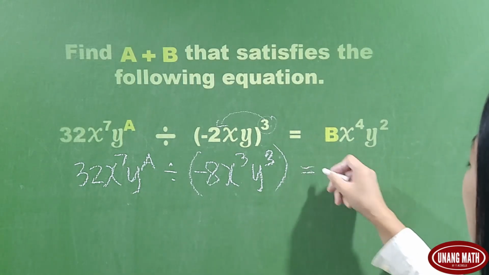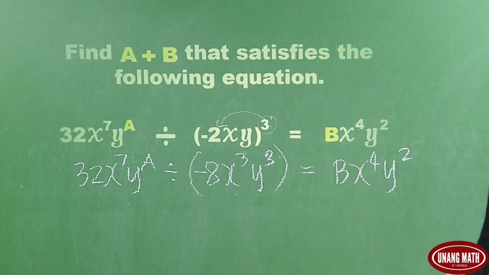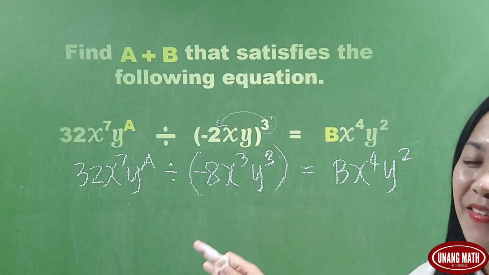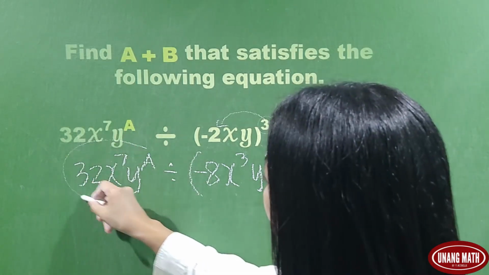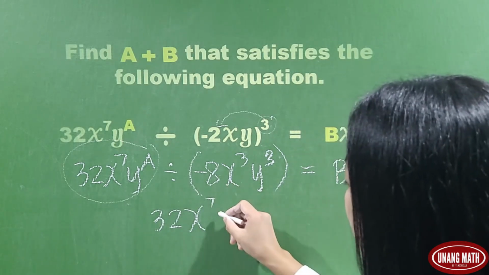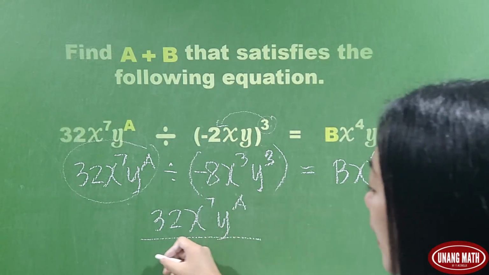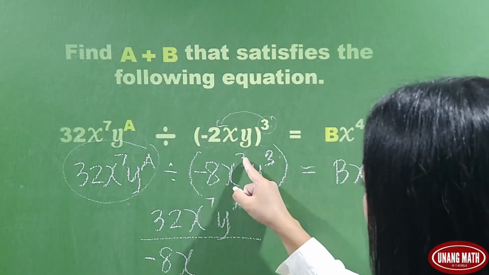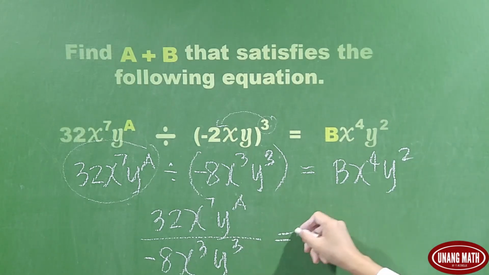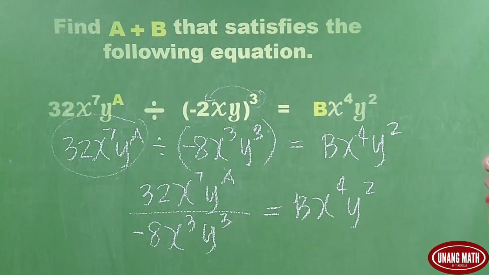And take note, this is equal to bx raised to the power of 4, y raised to the power of 2. Okay, to simplify this expression, we will be writing this one in fractional form. So this is now our numerator, 32x raised to the power of 7, y raised to the power of a. And the denominator would be negative 8x raised to the power of 3, y raised to the power of 3. This is equal to bx raised to the power of 4, y raised to the power of 2.